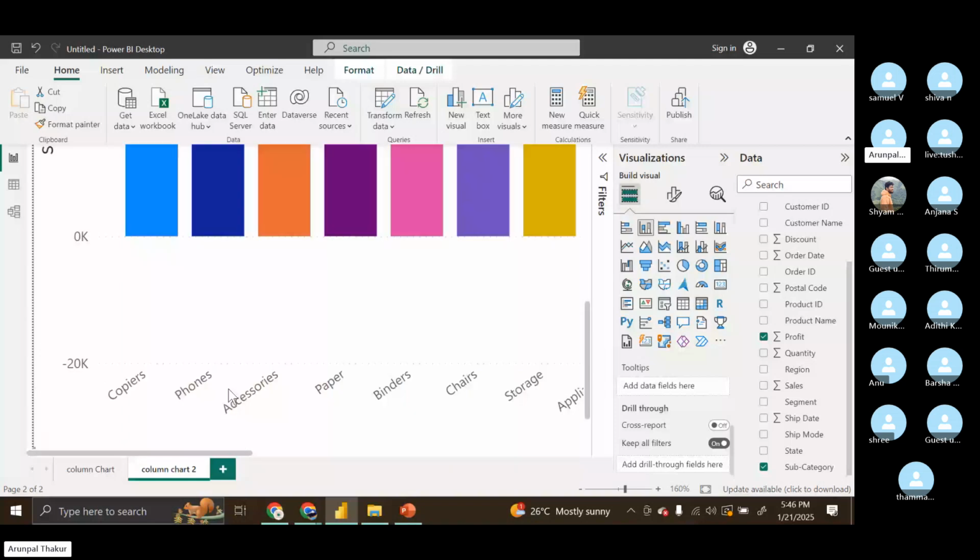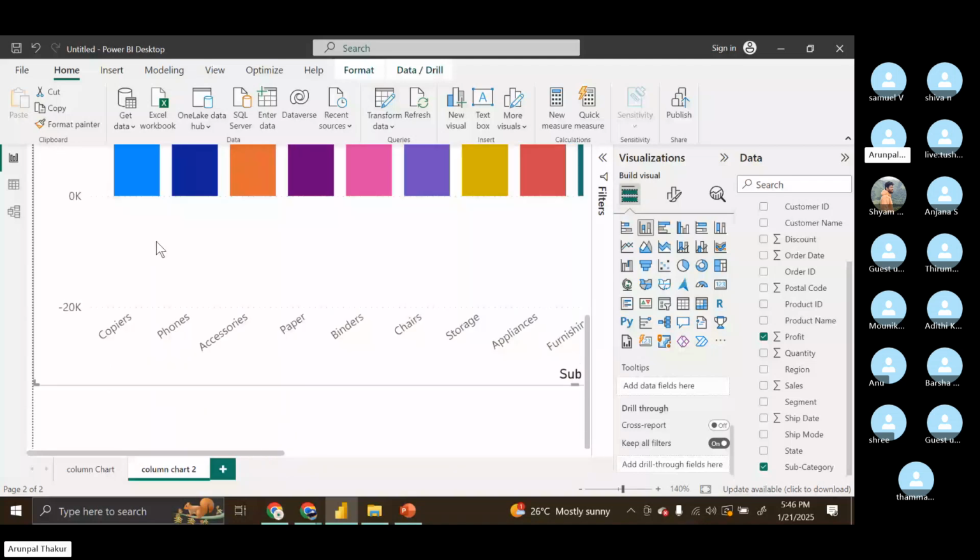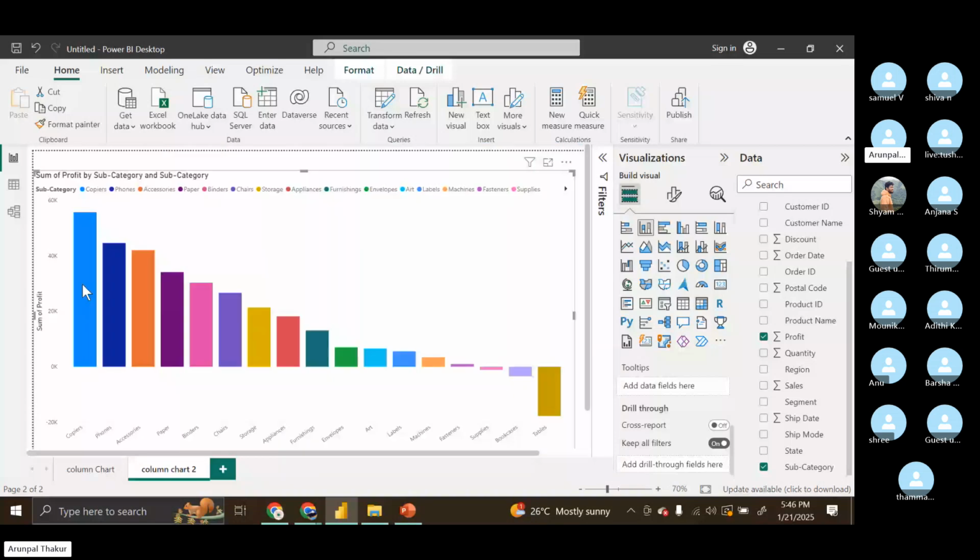Tell me what to put in y-axis. Sum of profit. This is y-axis. This is x-axis. X-axis I have kept subcategory. This is y-axis. Clear?